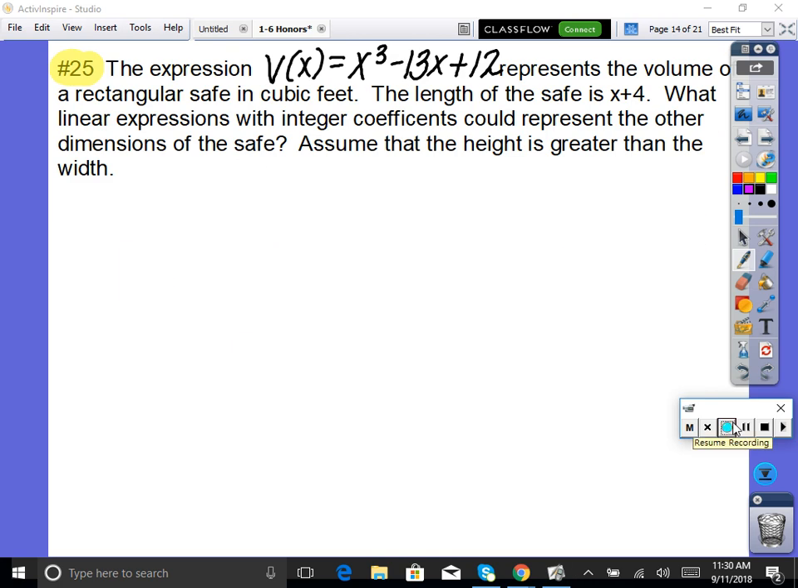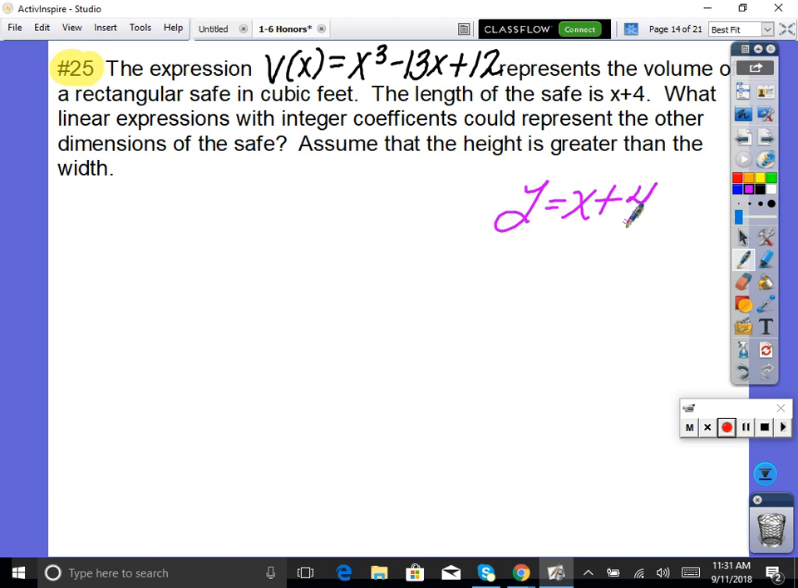But focus so you can learn how to think. So it says the expression V of x is this, and represents the volume of a rectangular safe in cubic feet. The length of the safe is x plus 4. So as I go, I'm going to write down what they tell us. The length we just were told was x plus 4.